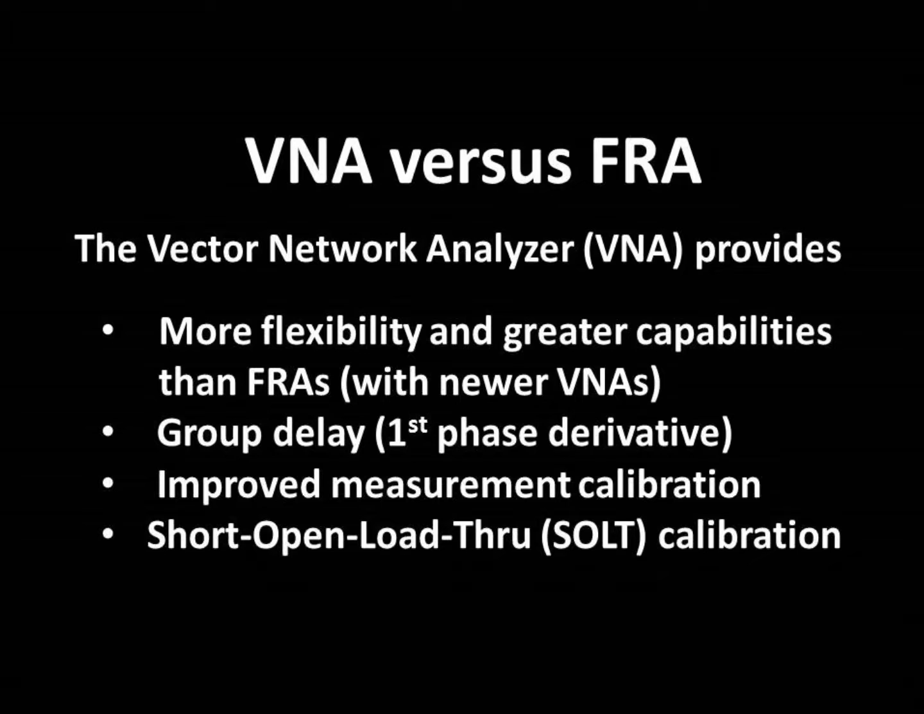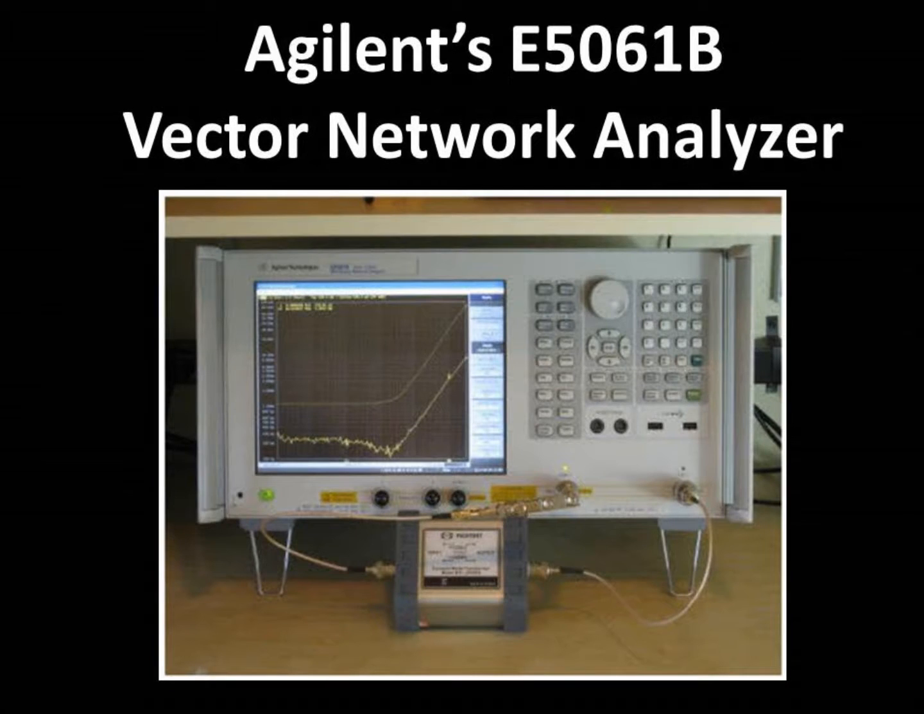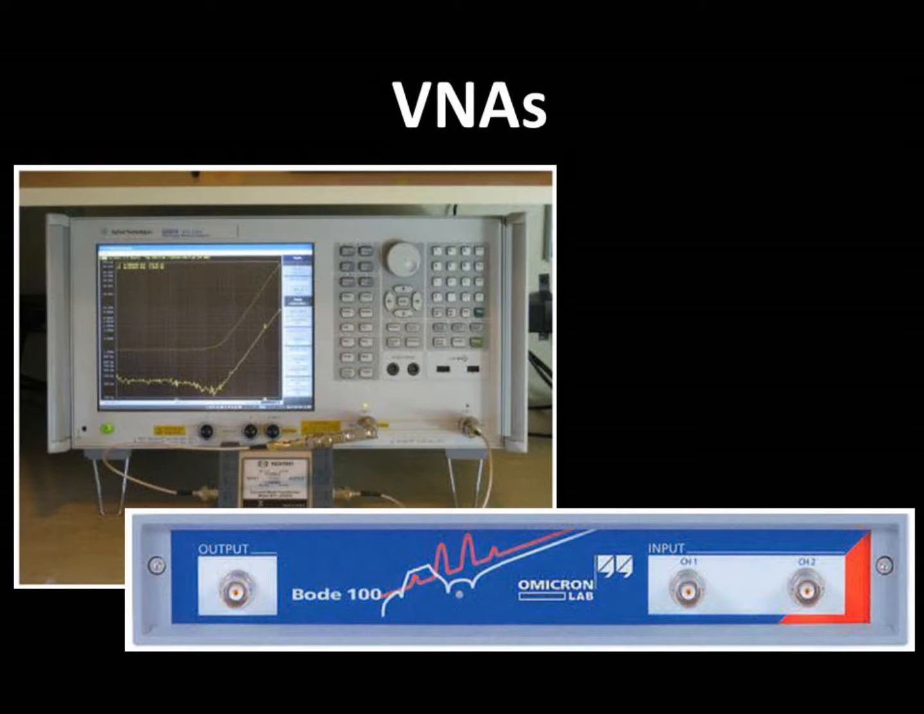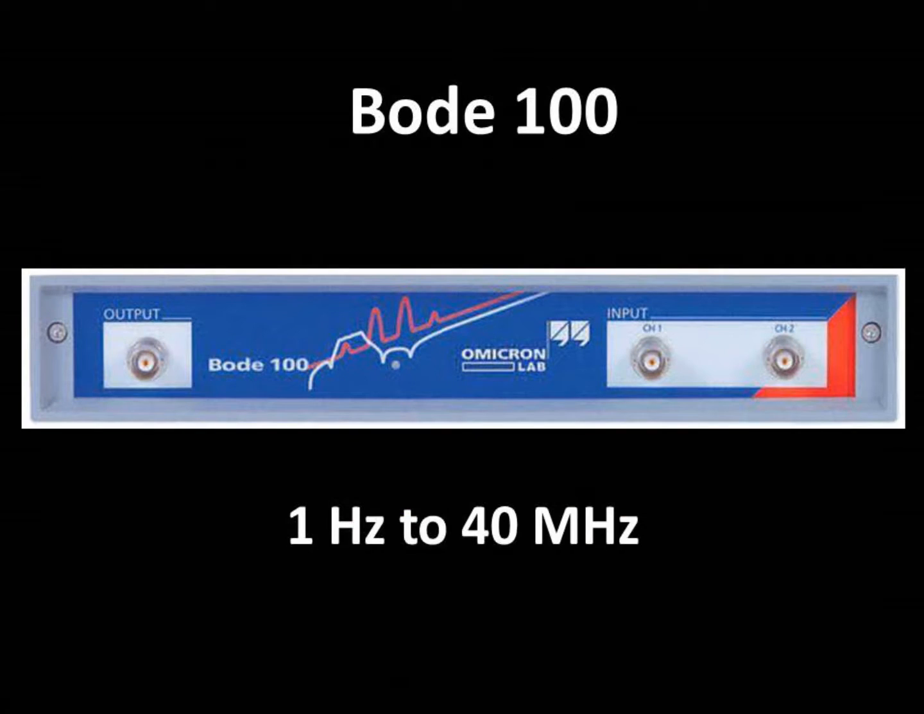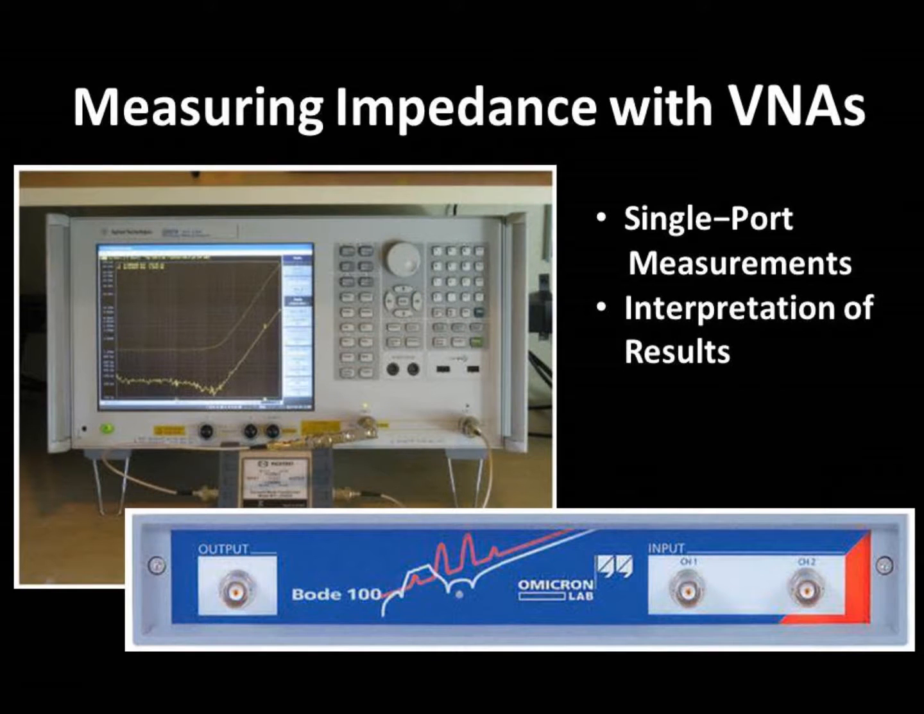There are currently two analyzers on the market that can perform as both VNA and an FRA. One is the Omicron Lab Bode 100, and the other is the Agilent E5061B. Both of these analyzers extend low enough in frequency to support the measurement requirements of most typical analog and power applications. The Bode 100 offers a range of 1 Hz to 40 MHz, while the Agilent E5061B uses two separate instruments. Its FRA provides a range of 5 Hz to 30 MHz, while its VNA offers a range of 5 Hz to 3 GHz.